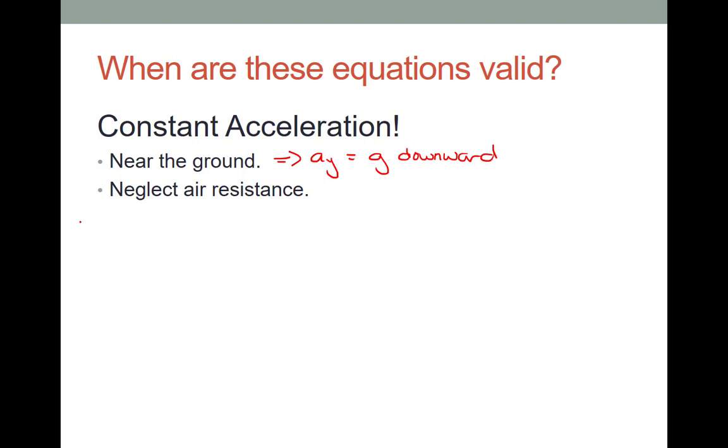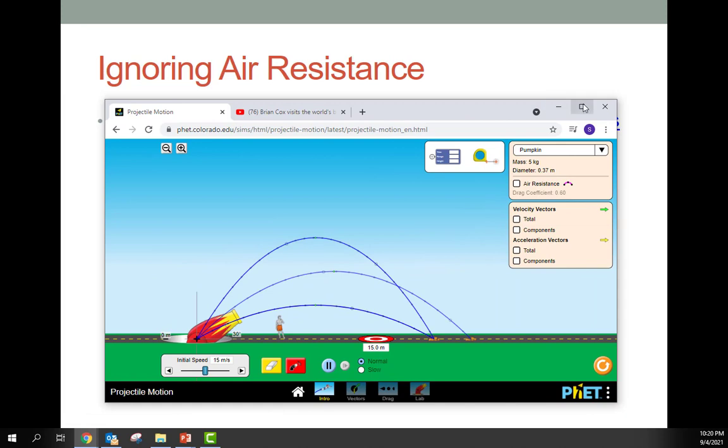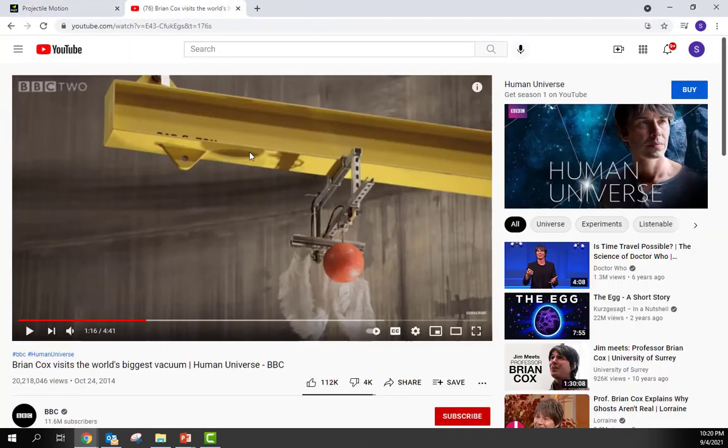Lastly, as promised, there is a YouTube video. This YouTube video is actually very long, so I'm going to encourage you to look it up on your own. But what it shows is a British gentleman by the name of Brian Cox going to visit the world's biggest vacuum chamber, which is actually a part of NASA where they test rockets and see if they will hold up under vacuum. For this, they take a bowling ball and feathers and drop them.